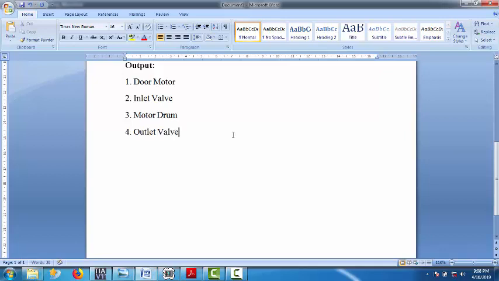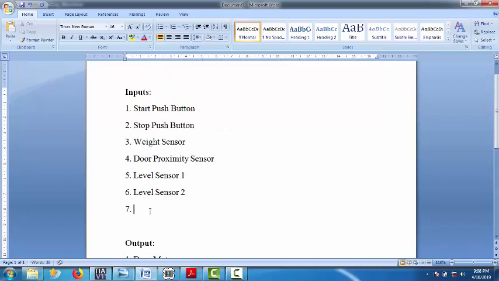So that's it. Those are our inputs and outputs. To give them their addresses, always remember addresses for inputs start with I 0.0, I 0.1, I 0.2, I 0.3, and so on.